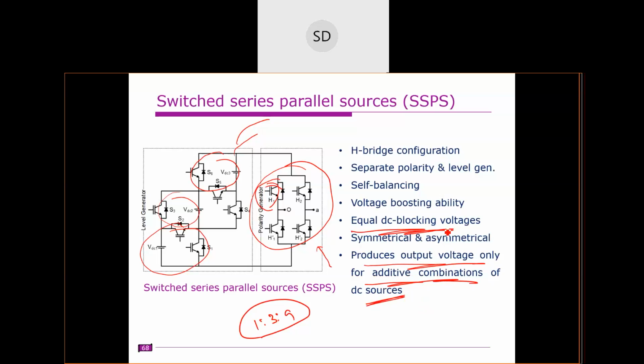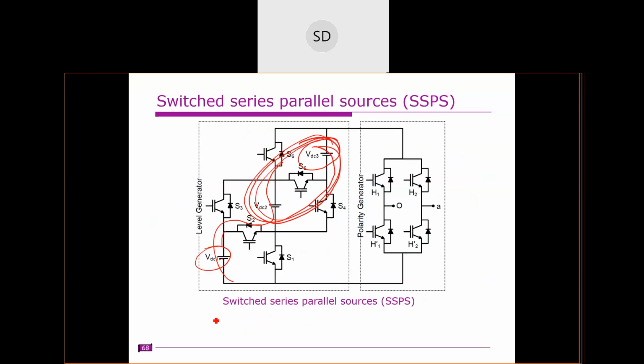Equal DC balancing voltage is possible. So voltage boosting ability. We already discussed, right? What is voltage boosting ability? With one DC source, with VDC, you can actually obtain 7 levels. So in this particular case, you can get 7 levels, right? But we are operating with only one VDC.